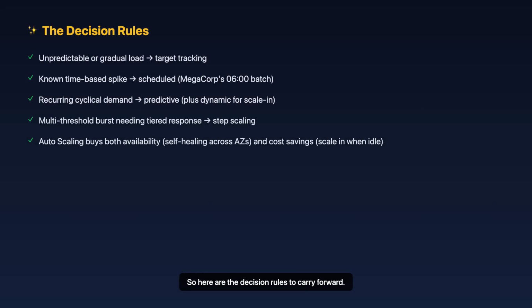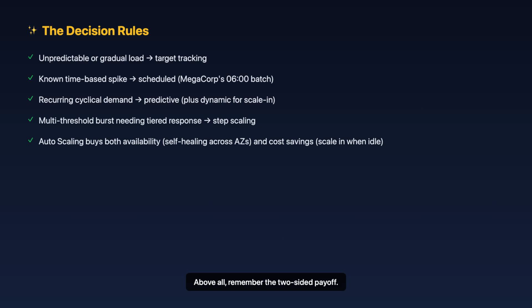So here are the decision rules to carry forward: unpredictable or gradually varying load points to target tracking. A known time-based spike, like MegaCorp's 6 a.m. batch, points to scheduled scaling. Recurring cyclical demand points to predictive, paired with a dynamic policy to handle the scale-in. And a multi-threshold burst that needs different responses at different severities points to step scaling.